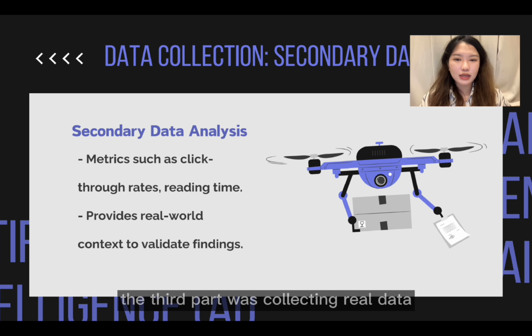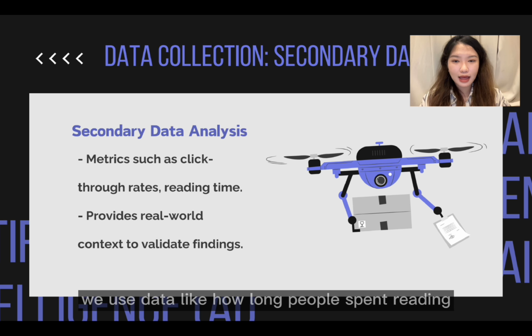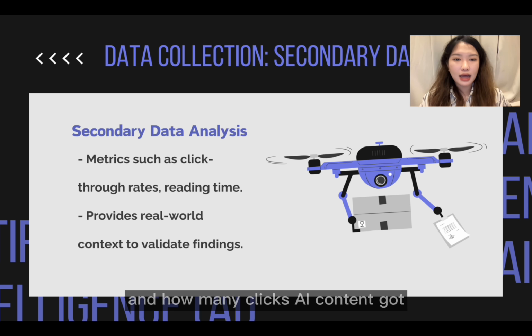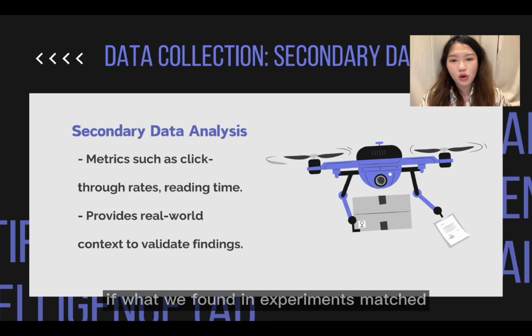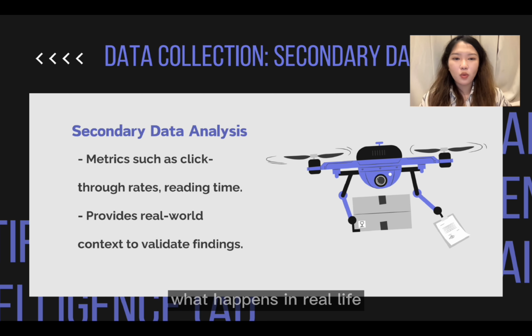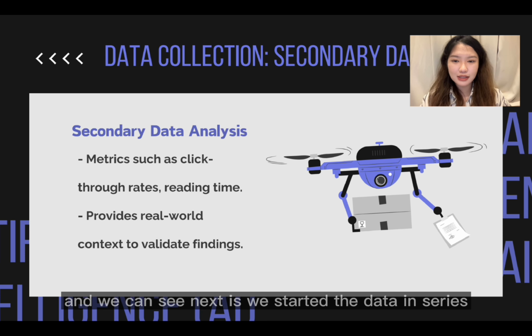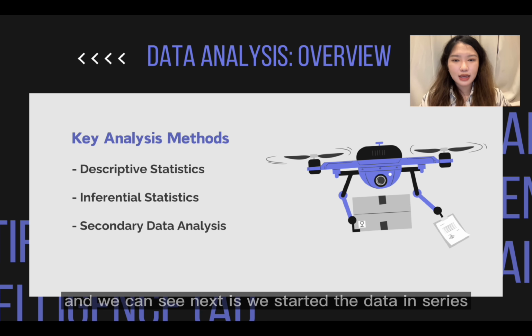The third part was collecting real-world data. We used data like how long people spend reading and how many clicks AI content got. This helped us see if what we found in experiments matched what happens in real life. Next, we studied the data in steps.